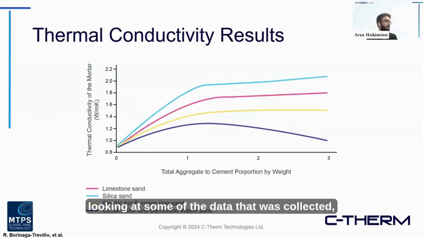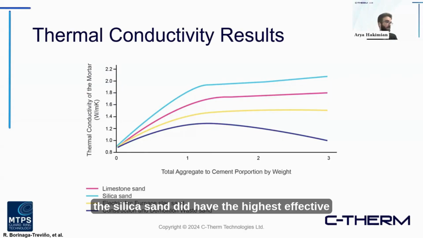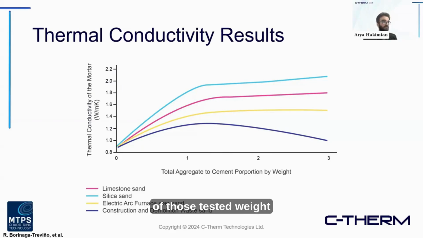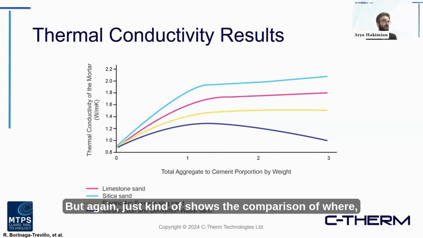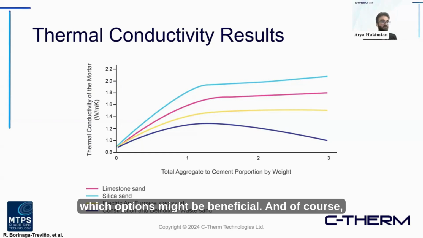And we can see here, looking at some of the data that was collected, the thermal conductivity based on the total aggregate to cement proportion by weight. Overall, the silica sand did have the highest effective thermal conductivity across all of those tested weight mixtures. But again, it shows the comparison of which options might be beneficial.